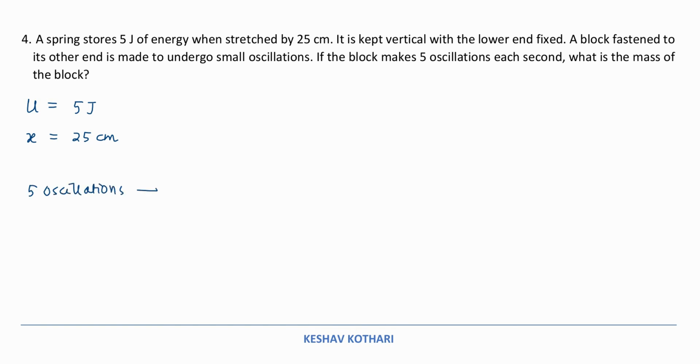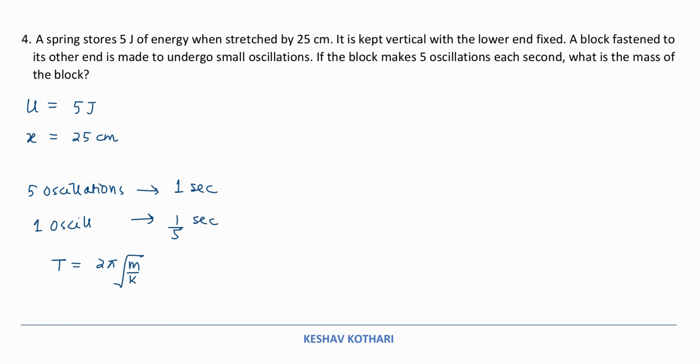So 5 oscillations are performed per second. So the time period, which is the time taken for one oscillation, will be written as 1 by 5 second, and the time period formulation can be equated to 2 pi root over m by k. So the next thing which we need is the value of k.